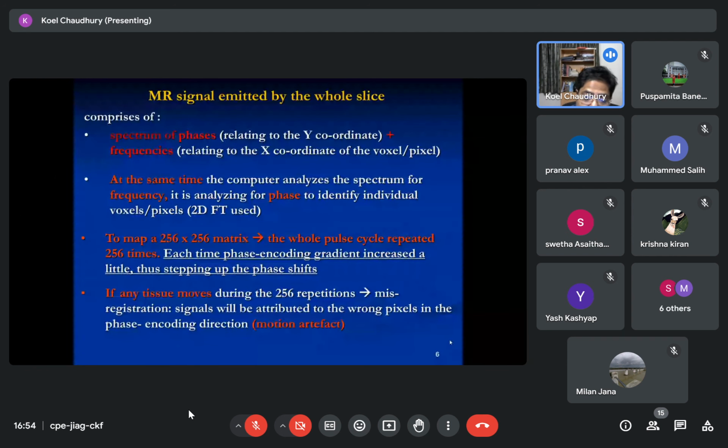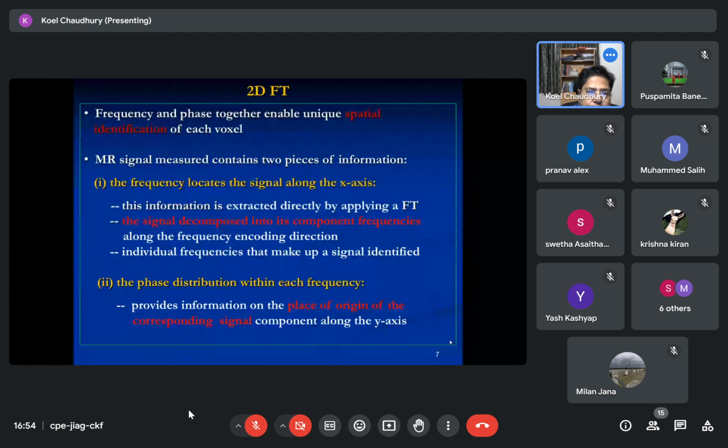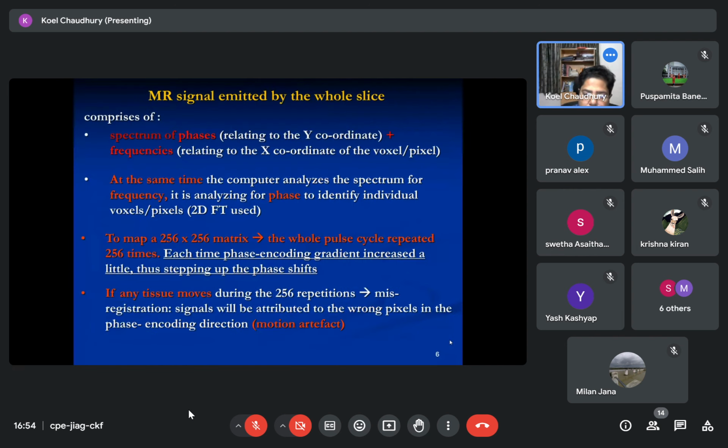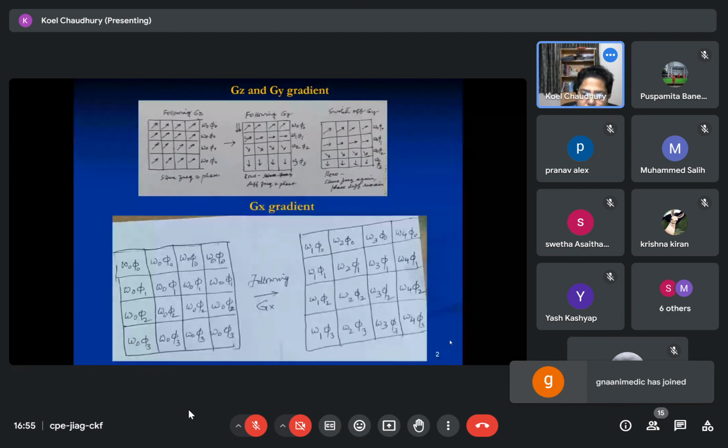During these 256 repetitions of my 90, 180 degree, if any tissue moves, there is a misregistration and the signals will be attributed to the wrong pixels. This is a motion artifact, we can do it later, but any kind of movement will appear as though it is not coming from the slice. So the frequency and phase together enable unique identification of each voxel. Last one, unique identification, the combination.